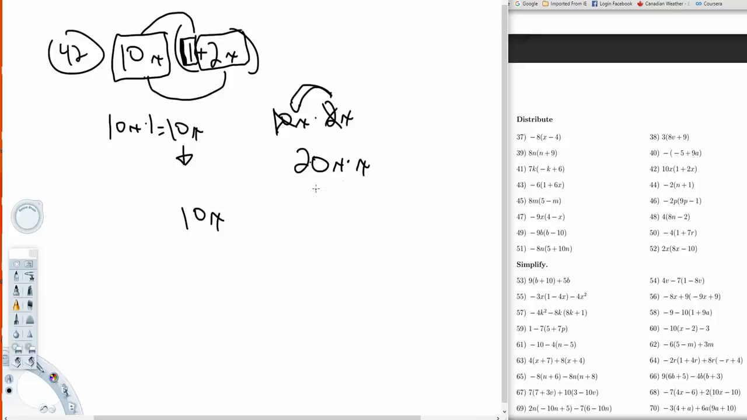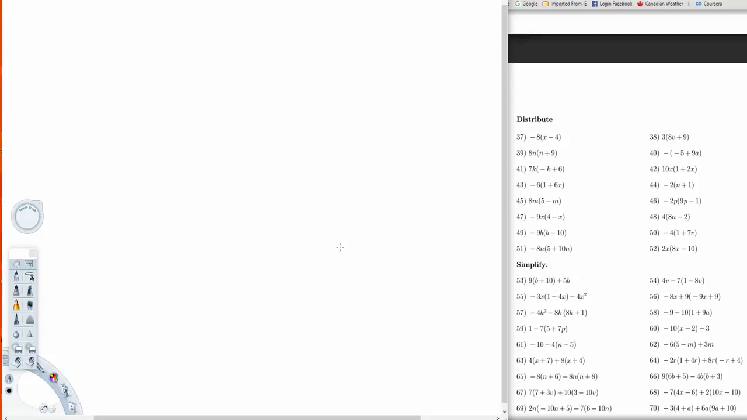Now, x times x equals x squared, right? And since there's nothing there, it's a positive. So 10x plus 20x squared. We can assume this is positive, right? I didn't write it, but when there's nothing in front, to the left of that number, it means it's positive. And is that the right answer? Yes, it is.